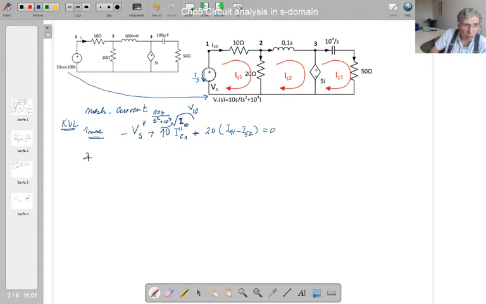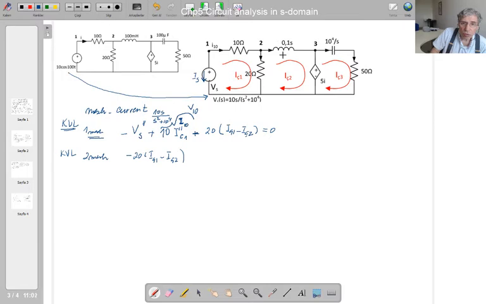So the second mesh equation, KVL once again, KVL equations I am going to write for mesh 2. So this resistor voltage is also seen in this second mesh as well. The sign of this voltage is going to be minus, so minus of this voltage. That is the 20 ohm resistor voltage. In this mesh, it's going to be minus 20 times IC1 minus IC2.